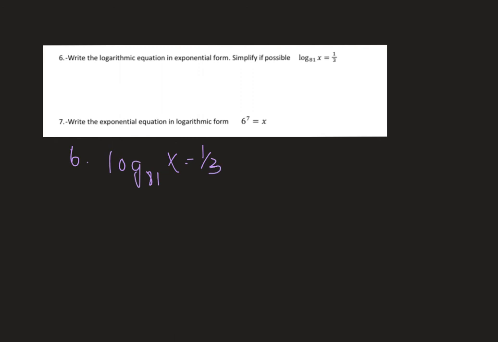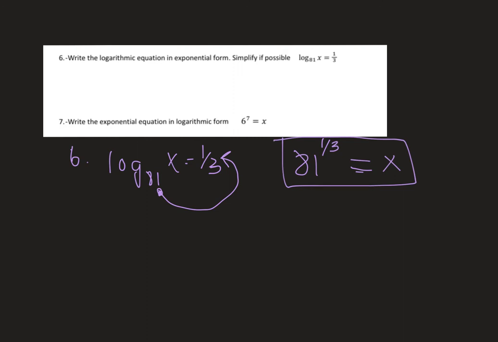Okay, so to rewrite a logarithmic expression as an exponential expression, I start with my base and I hook around to the other side. And that's going to be my exponent part. So 81 to the 1/3. And then those squeeze together and it pushes the x out to the other side. So here is my logarithmic expression rewritten as an exponent equation.